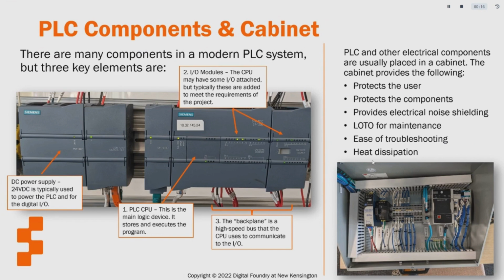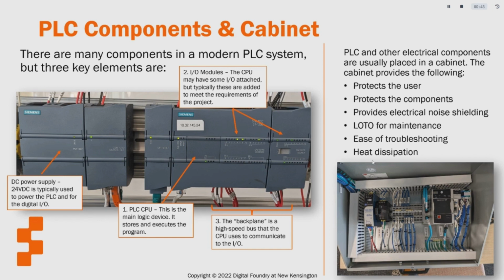Now we are going to talk a little bit about the PLC components in the cabinet. 3 key components to a PLC system include 1. The CPU, which stores and executes the program. 2. The I/O modules, which connect to the I/O devices based on the project scope. And 3. The backplane, which is the high-speed bus of the CPU and I/O modules used to communicate. As a bonus, we also show the power supply, which obviously provides power to the unit.